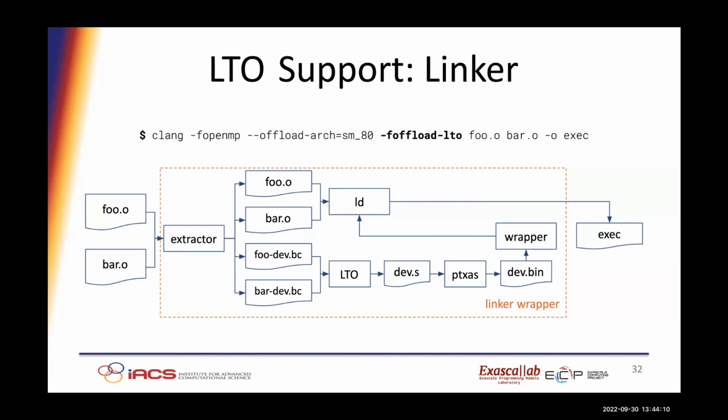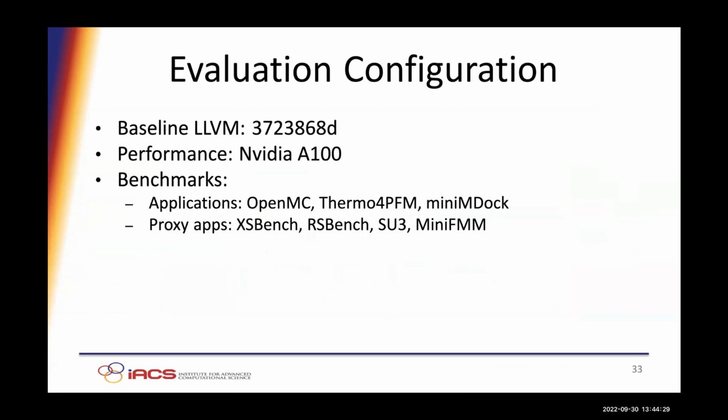We get out our PTX file. We run it through PTXAS again in the linker wrapper. We get our final binary, and then we just do the wrapping and embedding as before. And that was only a few changes to actually support LTO with this new scheme, and it gives a lot of benefits. So next slide, please.